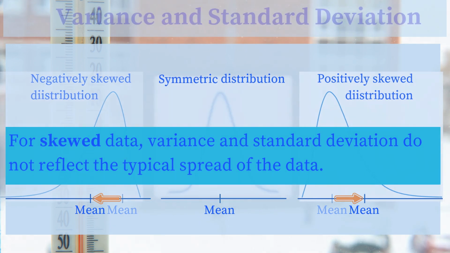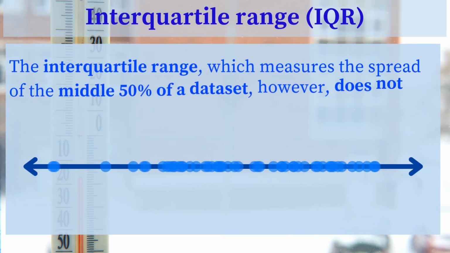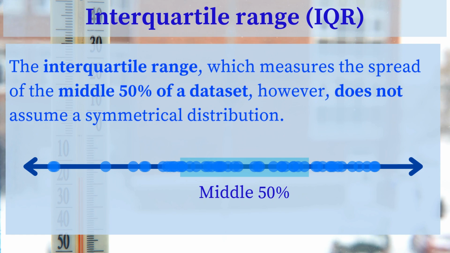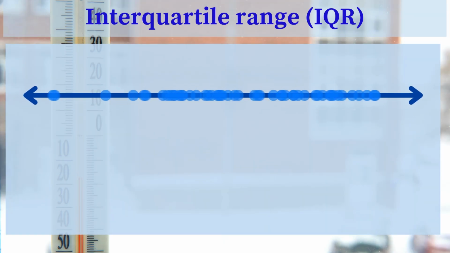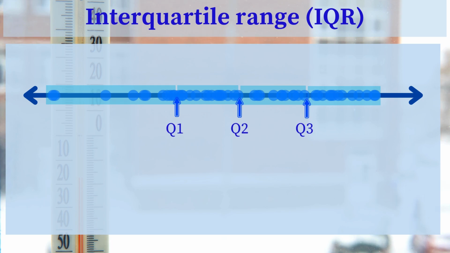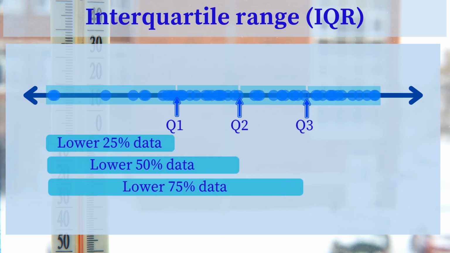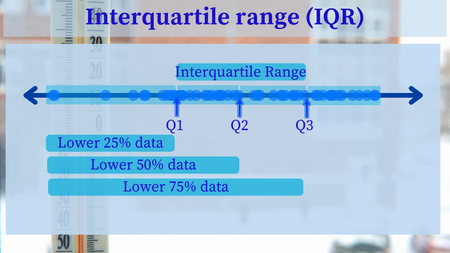data. The interquartile range, which measures the spread of the middle 50% of a dataset, however, does not assume a symmetrical distribution. This is because it is based on quartiles, which divide the data into 4 equal parts regardless of the data's overall shape or the presence of outliers. When we divide data values into 4 equal parts, the interquartile range is the range between the first and third quartile.